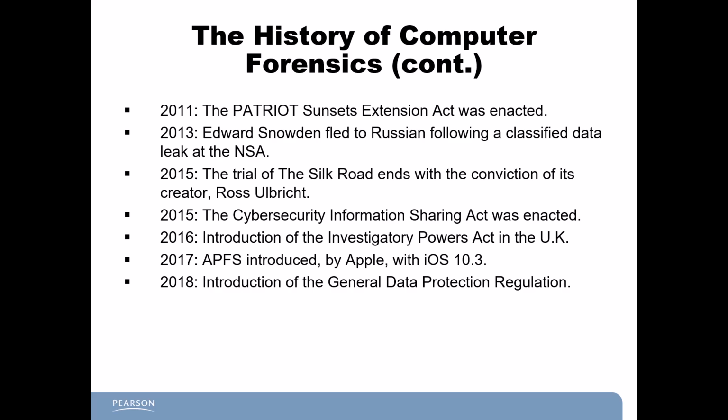In 2011, the Patriot Sunset Extension Act was enacted. In 2013, a whistleblower named Edward Snowden leaked information on the NSA to the Russians, basically pointing out that there was a lot of fraud and abuse underway, mainly due to how the US government was collecting data and using it to spy on their citizens. Edward Snowden was a US citizen who leaked this, but because technically it was classified information, he was flagged as a traitor and had to flee to Russia.